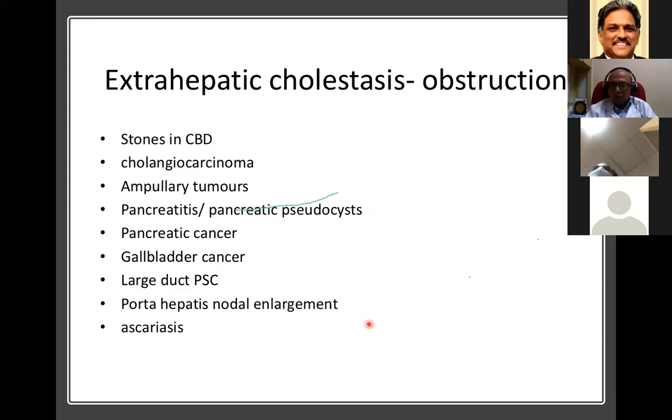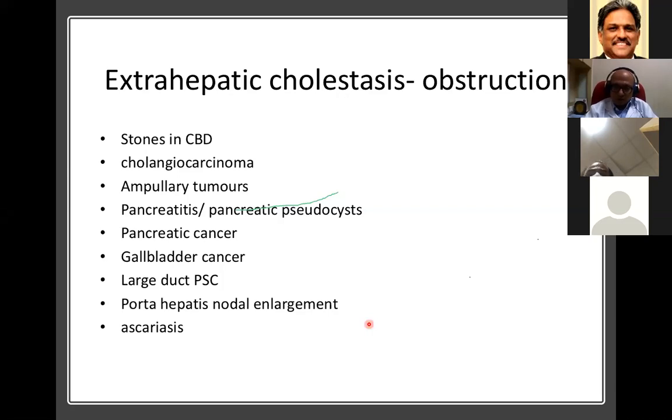So you're looking at the commonest, choledocholithiasis, stones in the CBD, and then cholangiocarcinomas, and then tumors of the ampulla, pancreas, and then pancreatitis patients can develop strictures, which can again cause extrahepatic obstruction, and then other malignancies, and then primary sclerosing cholangitis involving the large ducts as well. There can also be lymphomas affecting the nodes in the porta hepatis, which can cause large duct compression, which is slightly different to what you see with intrahepatic cholestasis. Management is different for the two. And rarely ascariasis has been described as a cause for extrahepatic cholestasis.